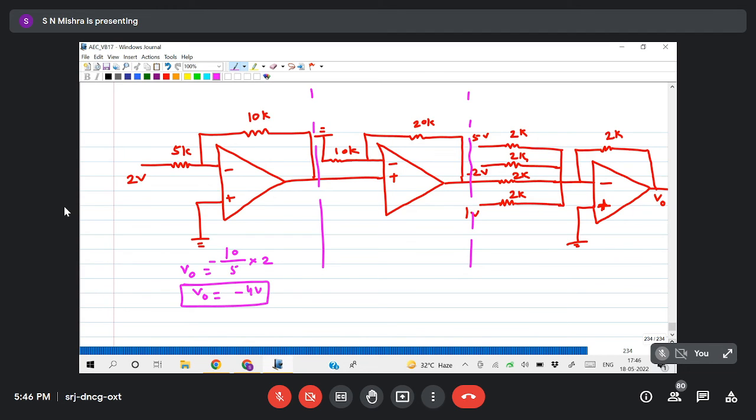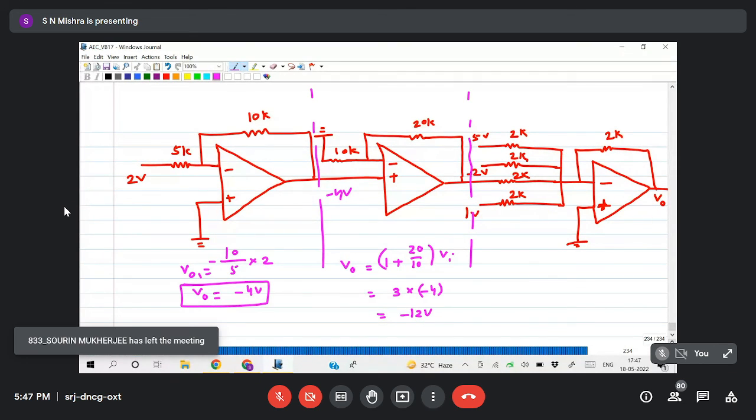Okay. So for the second stage, the input is minus 4 volt. The second stage is a non-inverting amplifier. So 1 plus Rf by Ri, so 20 by 10, into Vi. Right. So 2 plus 3, into minus 4. That is how much? Have you got this one? So I'm taking this as V01, this as V02, and that as V0. So V01, V02 have been found out. Okay. So the input for this one is minus 12 volt.